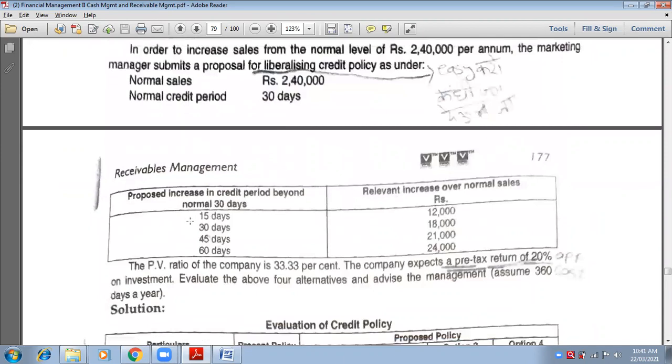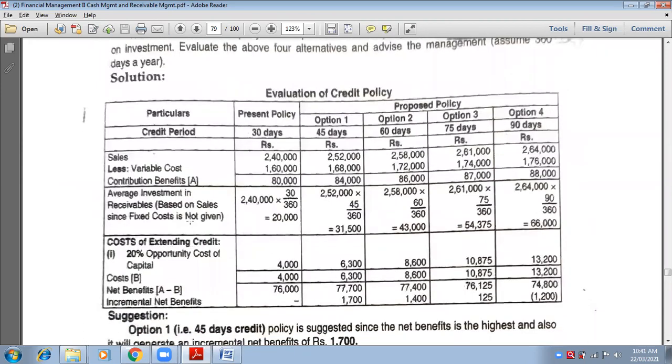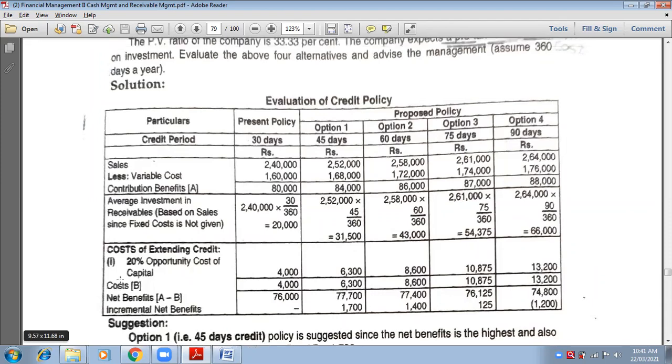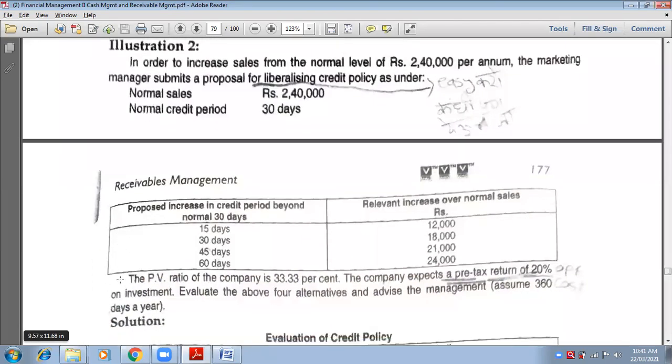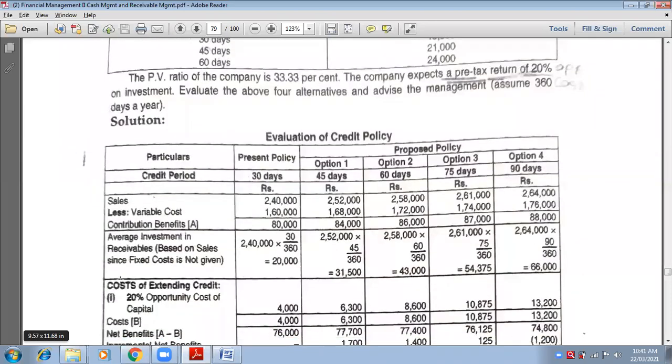No, ma'am. Then nil, nil, nil everywhere. Put that small dash, that hyphen, everywhere. Present policy option 1 nil, option number 2 nil, option number 3 nil, 4 nil. Okay. Third, administration cost. Is it given in the question? No, ma'am. Nil everywhere.